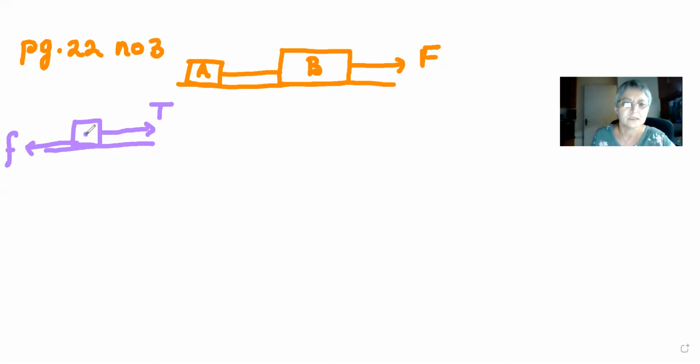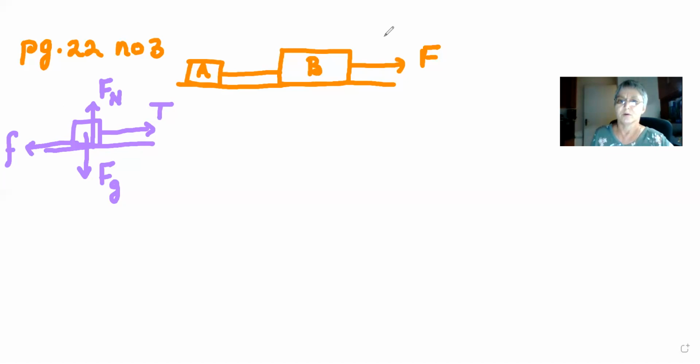This object has a mass, so it will have weight, Fg, and there will be a force of the surface on the object upwards, perpendicular to the surface, called the normal force. So there are 4 forces acting on object A.